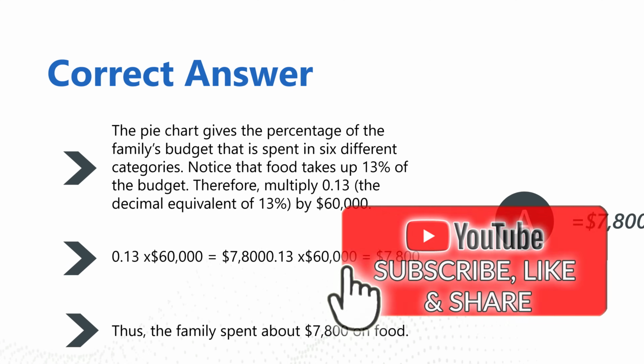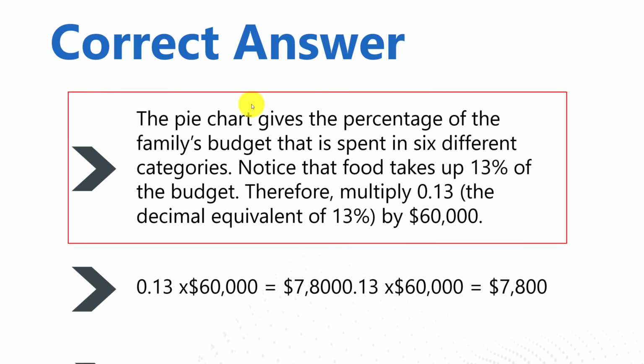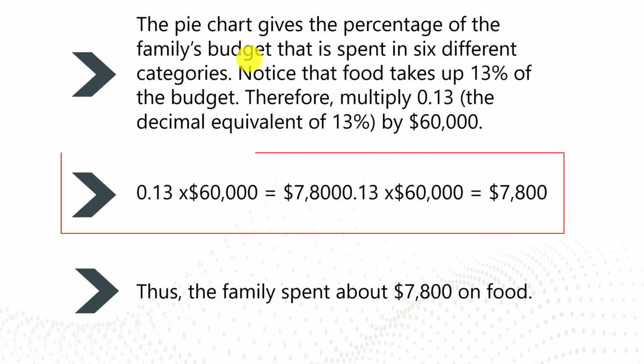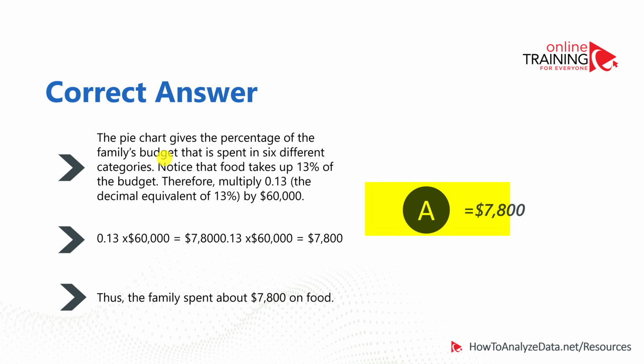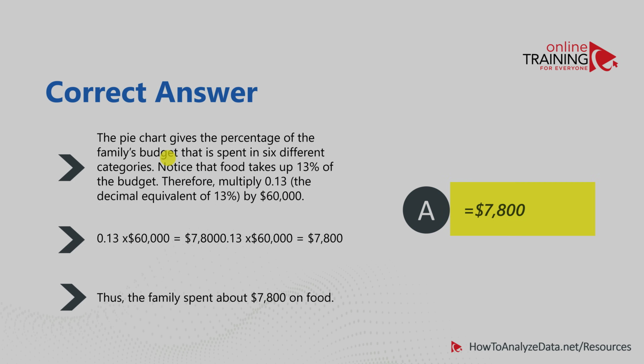Let's recap. The pie chart gives you the percentage of family's budget that was spent in 6 different categories. Notice that food takes 13% of the budget. Therefore, if you multiply 0.13 by 60,000, you will get $7,800. And that is choice A. Hopefully you've got this one right.